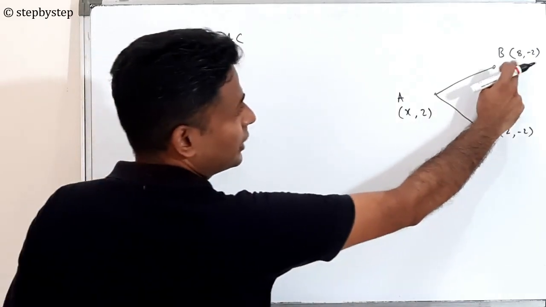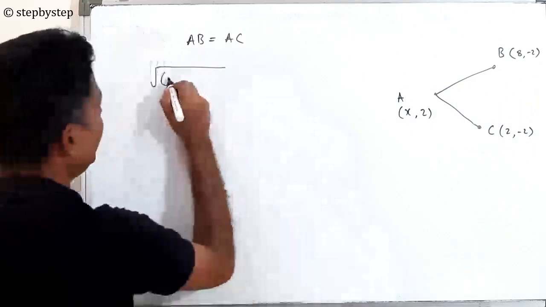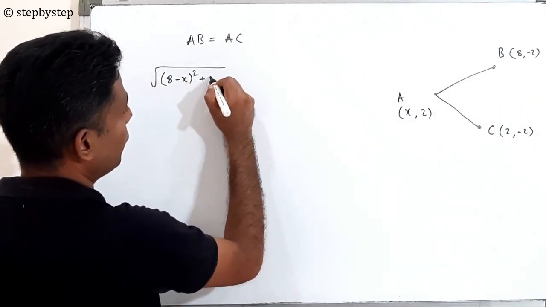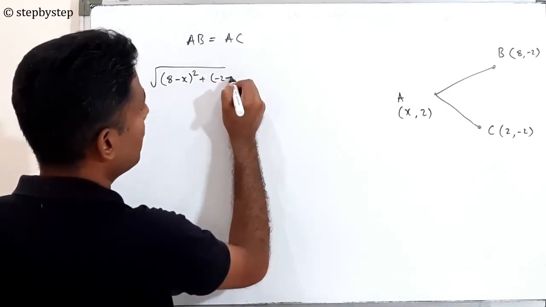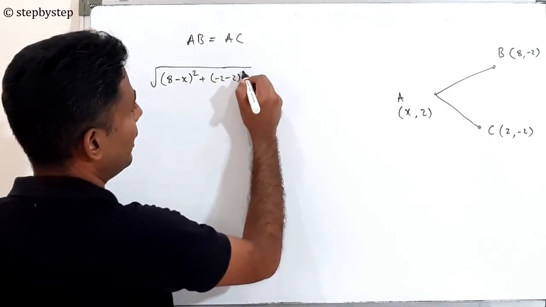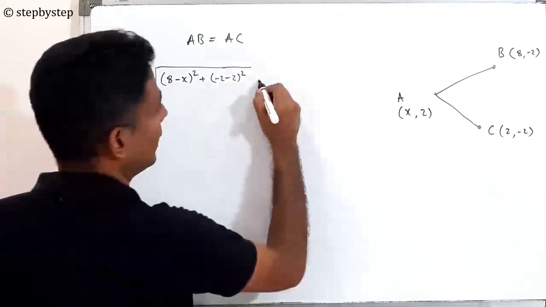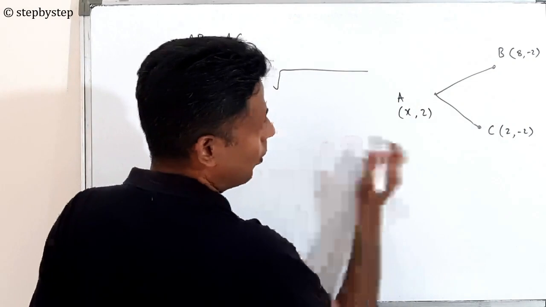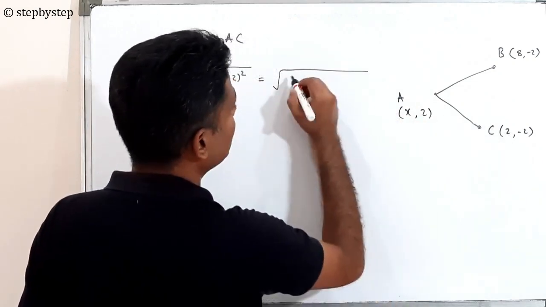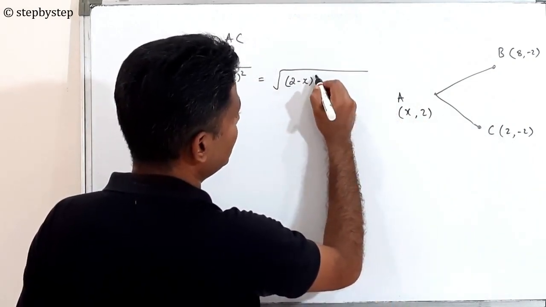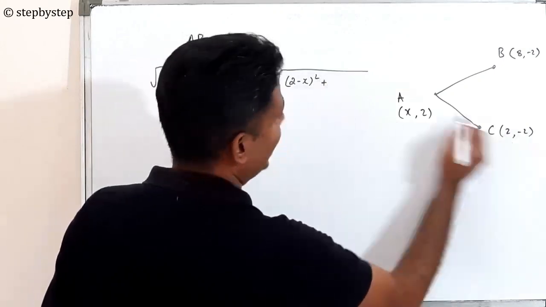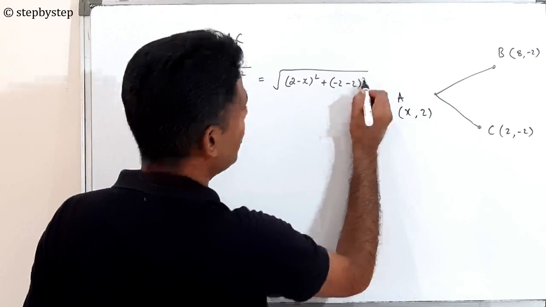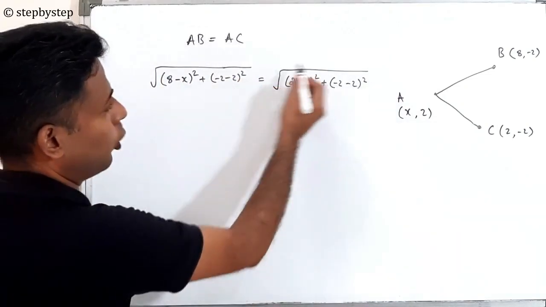So I'll take this as x2 y2. So x2, that is 8, minus x1, that is x, whole square, plus y2, that is minus 2, and y1 is 2, so minus 2 whole square. Now this is equal to this distance. Again I'll take this as x2 y2. So x2 minus x1, that is x, whole square, plus y2, that is minus 2, minus y1, that is minus 2, whole square.